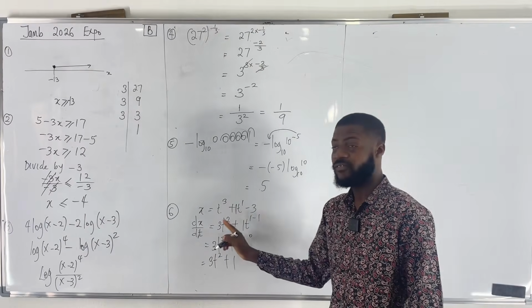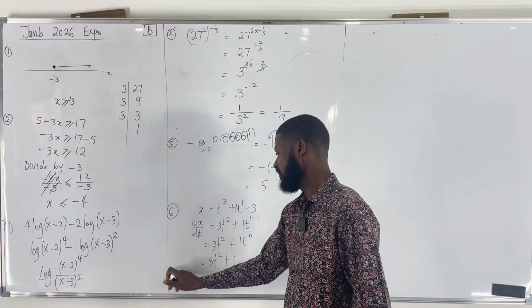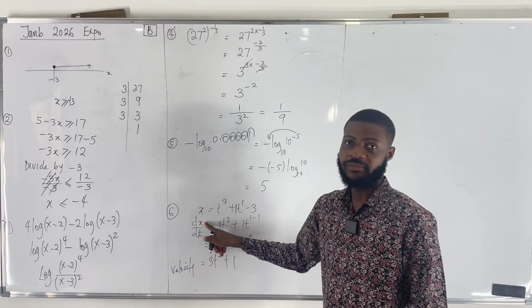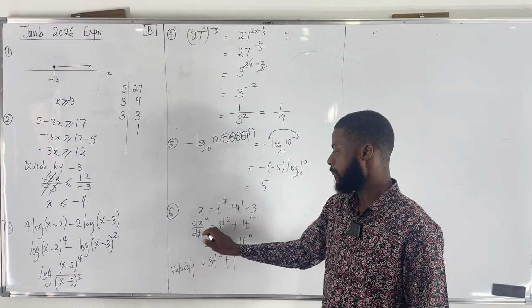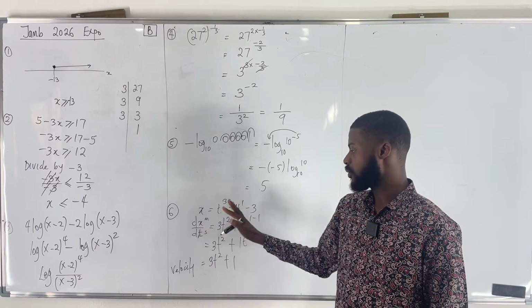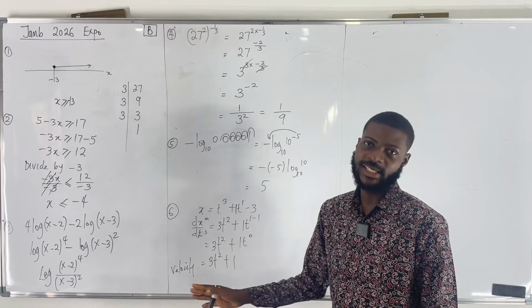Now this very thing you found is the velocity, because it's the first derivative. So we have meters per second, because s is in meters and the time is in seconds. So what we've just found is the velocity, not acceleration.